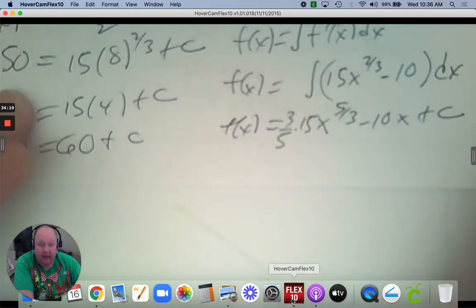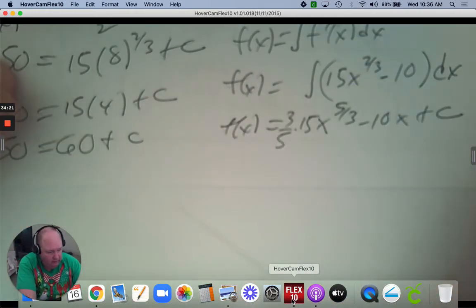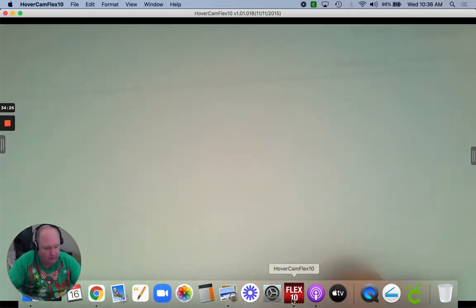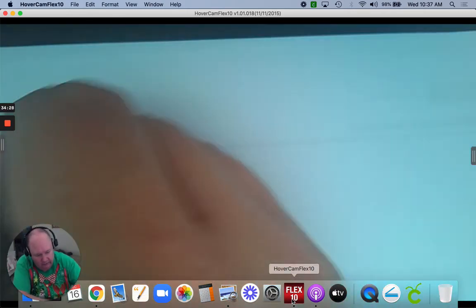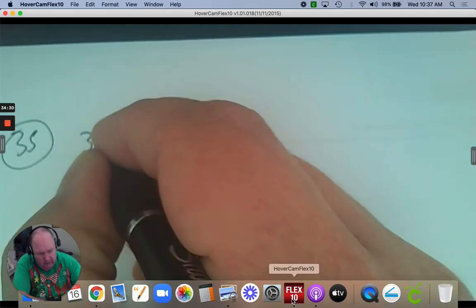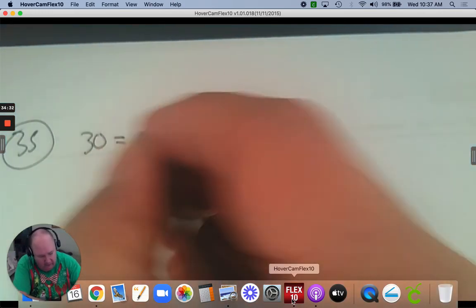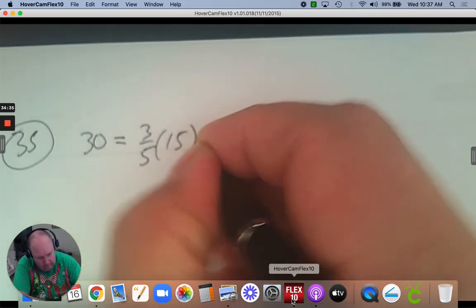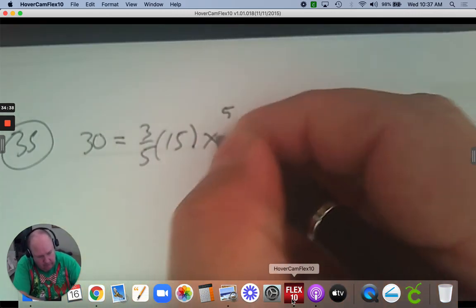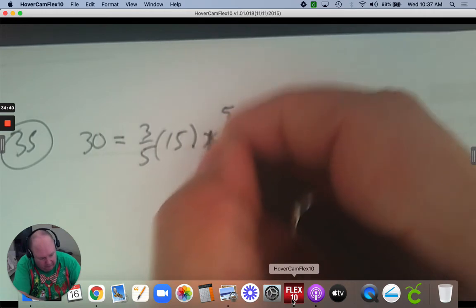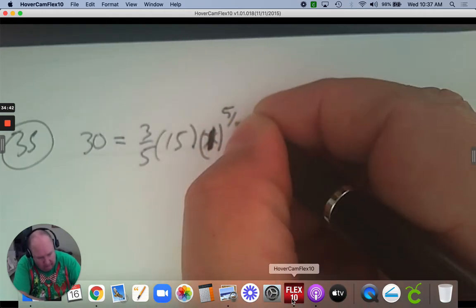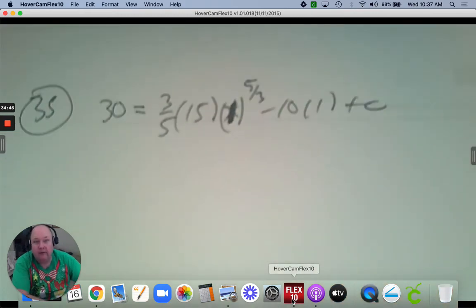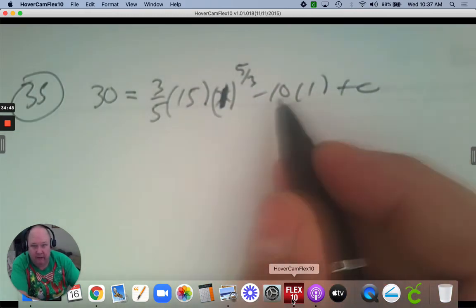I'm going to have to move on to the next page. Now you plug in the value for the next one, so we make it equal to 30. This is 35 continued. So we're going to write down 30 equals, and then you plug in 1 for x. So that's 1 to the exponent 5/3. So now we plug in 1 for x and solve for c.